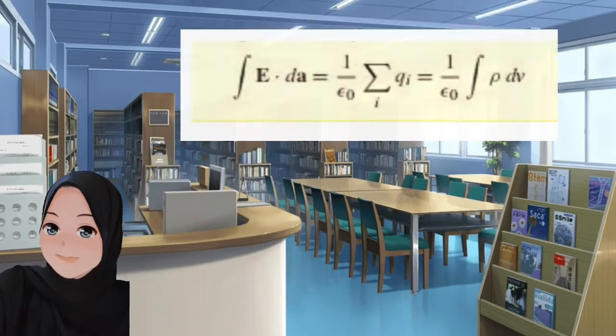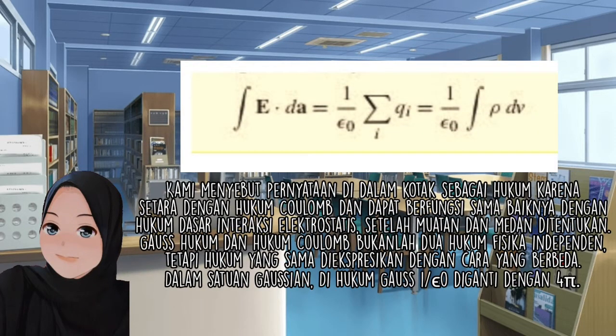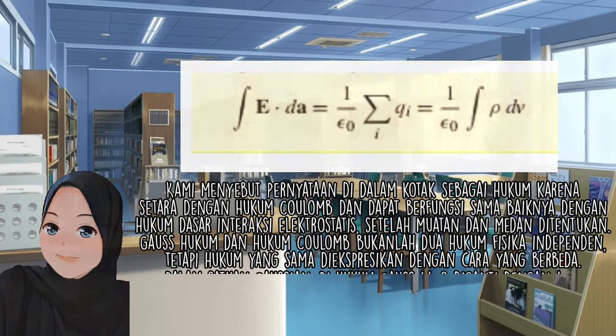Look at these equations. For Gauss' law, we call the statement a law because it is equivalent to Coulomb's law, and it could serve equally well as the basic law of electrostatic interactions after charge and field have been defined. Gauss' law and Coulomb's law are not two independent physical laws, but the same law expressed in different ways. In Gaussian units, the 1 per epsilon 0 in Gauss' law is replaced with 4π.